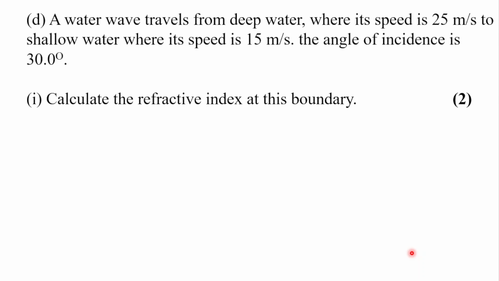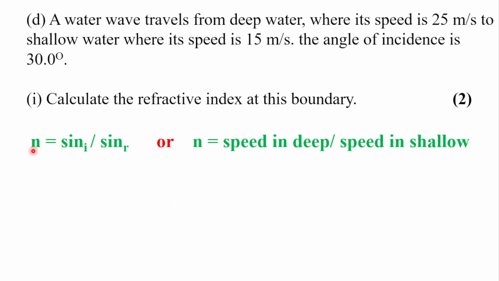So to find the refractive index, the only things you have here are speed and an angle. The formula for refractive index is equal to the sine of the angle of incidence over the sine of the angle of refraction, or you can use what we have here, the speed in the deeper water divided by the speed in the shallow water. So we have a refractive index of 25 divided by 15, which equals 1.6. There's no unit for refractive index because it's just a ratio of how fast the wave is traveling in deeper water compared to the shallow water. It travels 1.6 times faster in the deeper water. Okay, that's what it is.